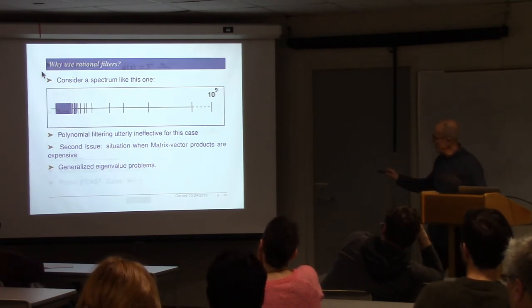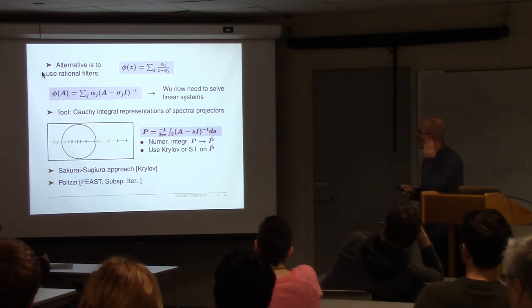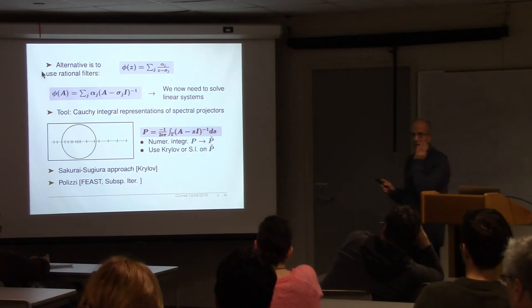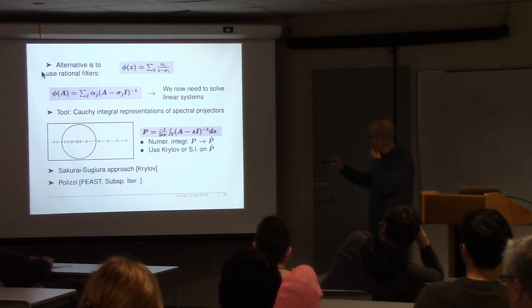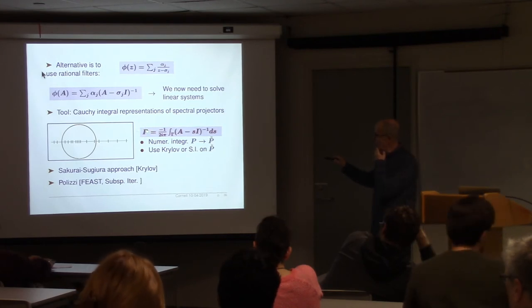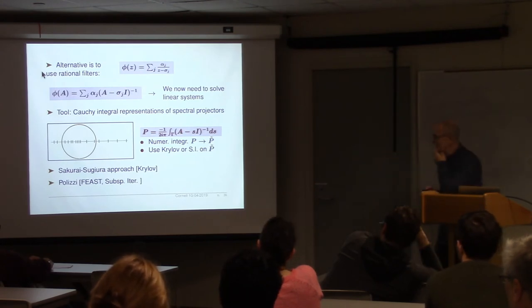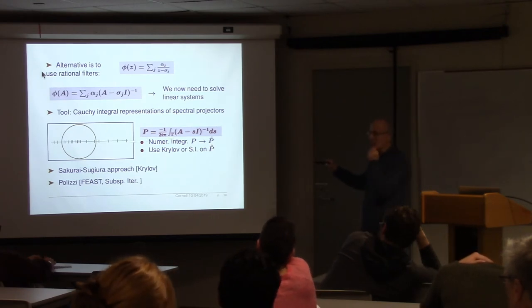So what we do in that case is to use rational filters. And the natural idea is to use Cauchy integrals for this. There are other ways, and I'll show you an alternative in a second. So people have used in the past what is called the Cauchy integral representation of spectral projections. If you take an interval like this, you take a circle or any contour that's around it, then you have a spectral projector, which is the projection associated with the eigenvalues inside, which is represented by this Cauchy integral. Okay. And what you do with that is you do numerical integration.